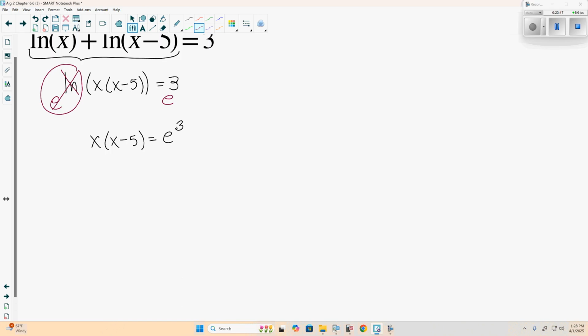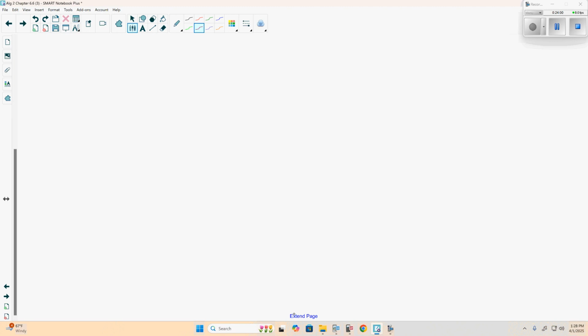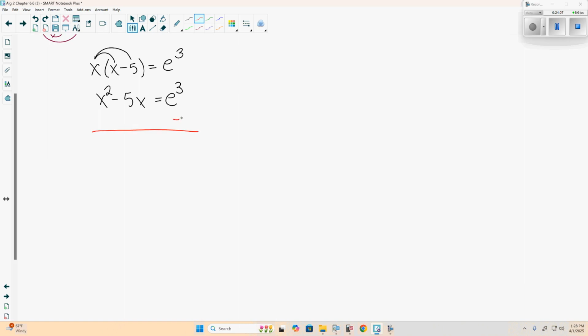Now we still need to simplify the left-hand side. So we'll distribute x. x times x is x squared. x times negative 5 is negative 5x equals e to the third power. Since we do have a variable to a power greater than 1, we have x squared. We will need to get this equal to 0.